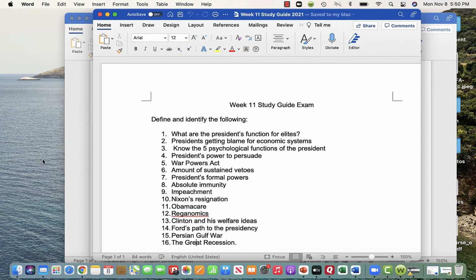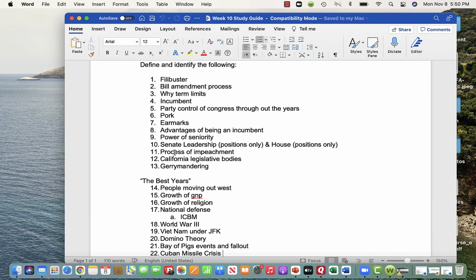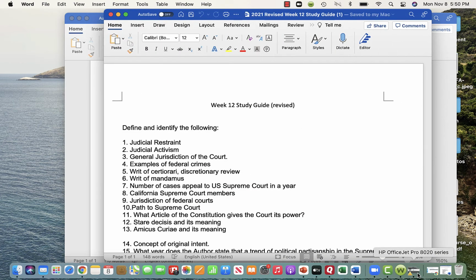Okay, moving on to the judicial branch. Let's talk a little bit about the judicial branch. Okay, be able to tell me what judicial restraint is. And that's kind of the idea that the court won't engage in policy making. The opposite, judicial activism, is where the court will go out and seek cases to rule on.